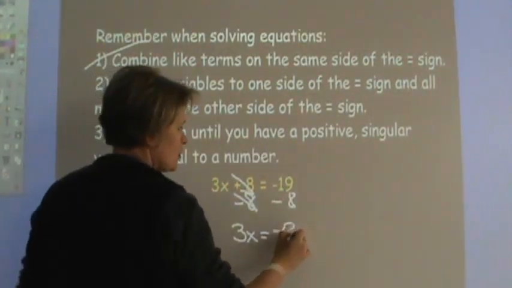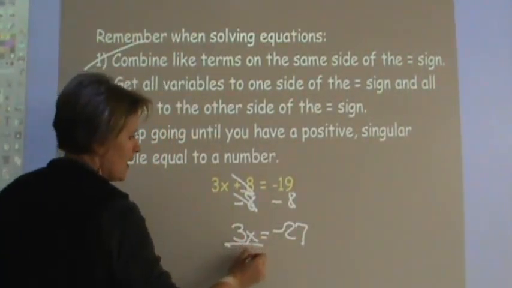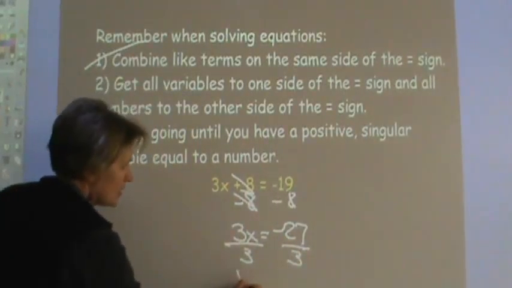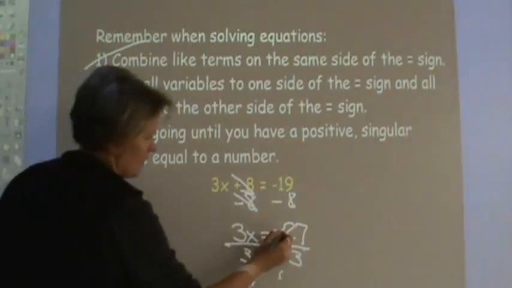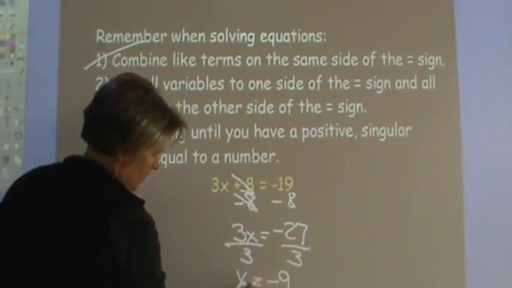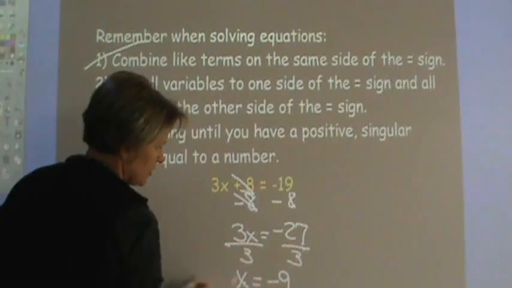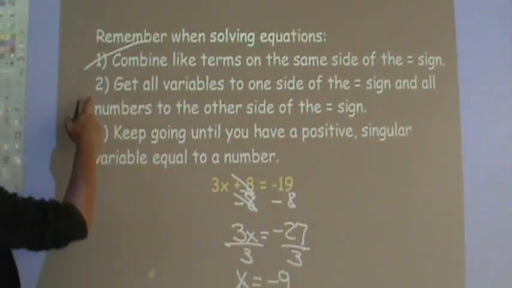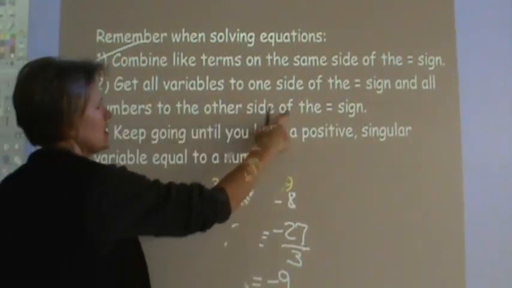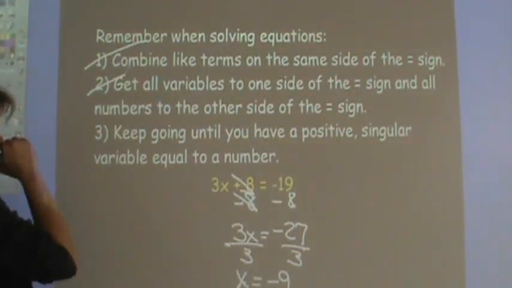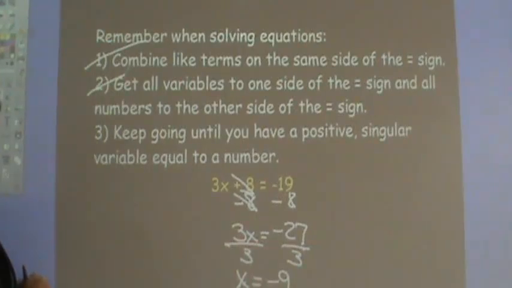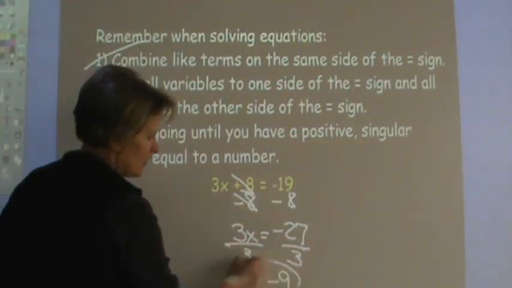So that would be negative 27. Divide by 3. So x would equal negative 9. Okay? So once we get to the actual solving, all right, so down here, we've got all numbers to the other side of equal sign, so we did that, and we keep going until you have a positive singular variable equal to a number, which we have, x equals negative 9.